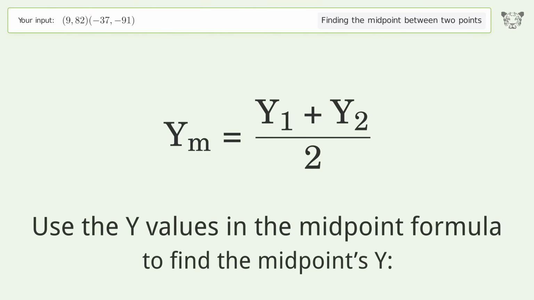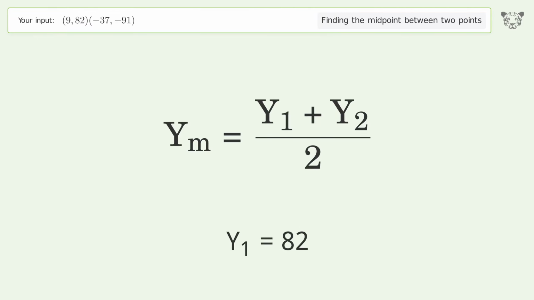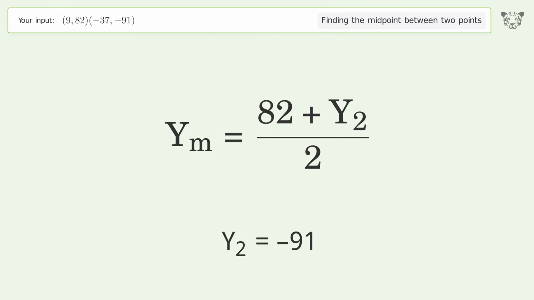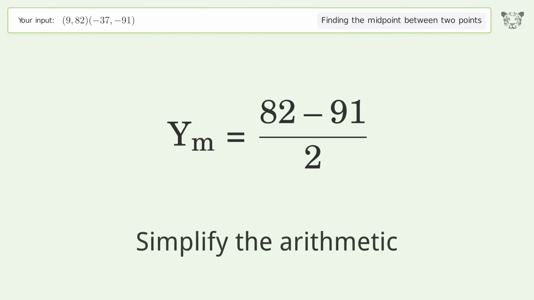Use the y values in the midpoint formula to find the midpoint's y. y1 equals 82. y2 equals -91. Simplify the arithmetic.